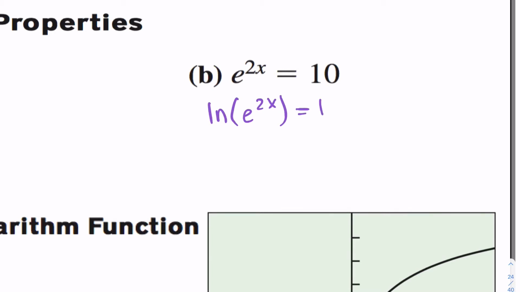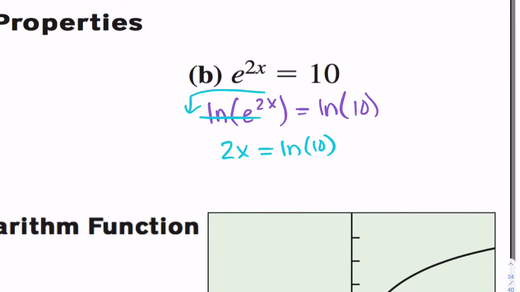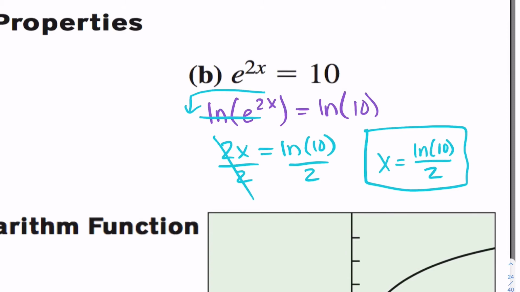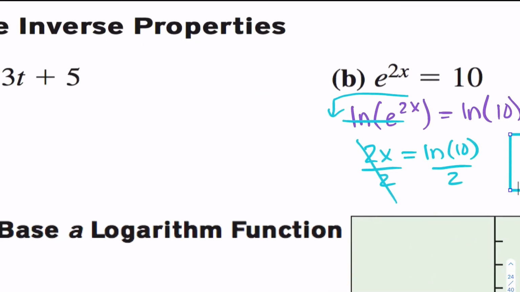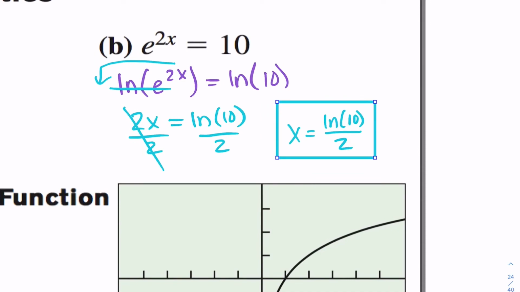The ln of both sides will knock out the e here, and the 2x drops down to the front at the same time. And this is equal to the ln of 10. Then we're going to divide both sides by 2. And so x is equal to the ln of 10 over 2. And that can't be simplified. That is a number. You know what? I can approximate it.